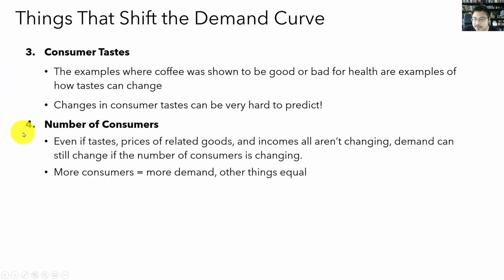The fourth thing that can shift demand curves is the number of consumers, right? So even if tastes stay the same, the prices of related goods stay the same, incomes aren't changing, demand can still change if simply the number of consumers is changing. And so, of course, generally speaking, if we have more consumers, then that's going to translate to more demand, assuming everything else is staying the same.